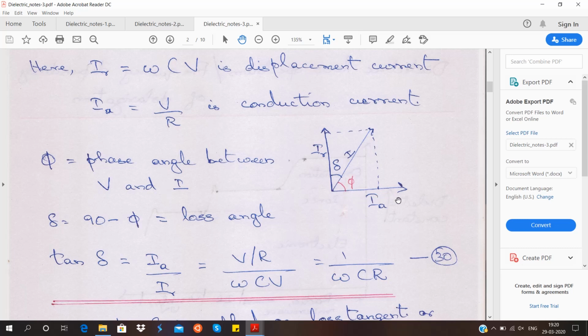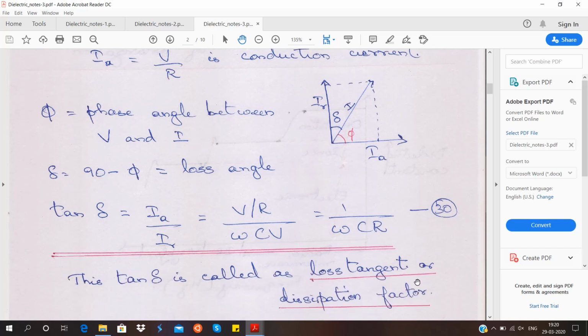So the conduction current will always be in the same direction as the voltage. Between voltage and current here, the angle was phi. So delta is the angle between the total current and the displacement current. If I take tan delta, I get opposite side by adjacent, so that is IA divided by IR, or conduction current divided by displacement current. That results in 1 by omega CR. This tan delta is called the loss tangent or dissipation factor.